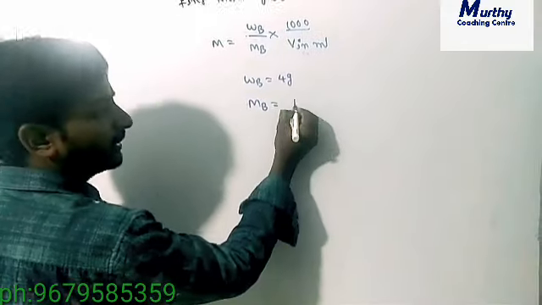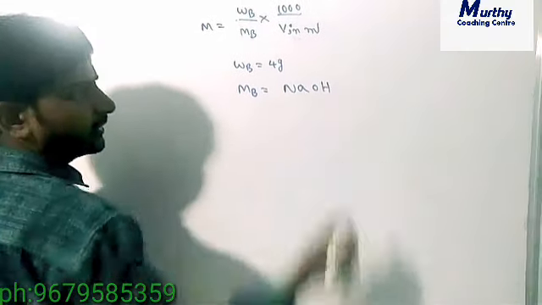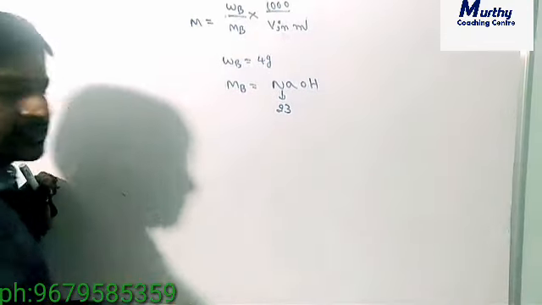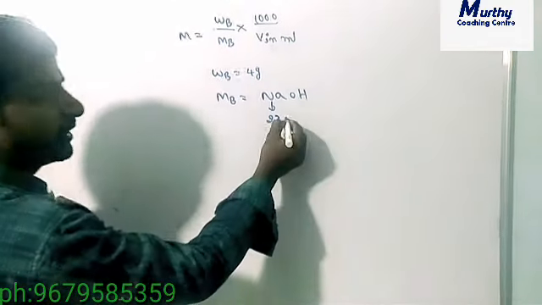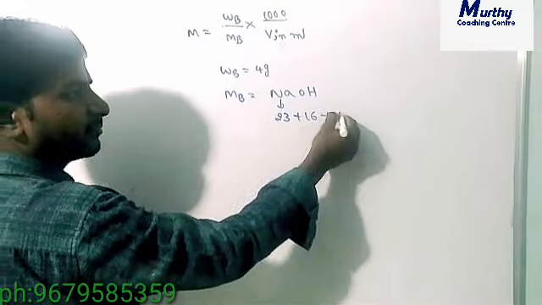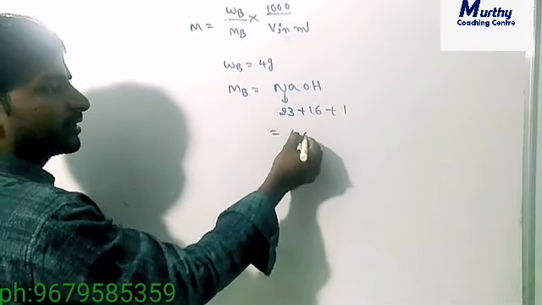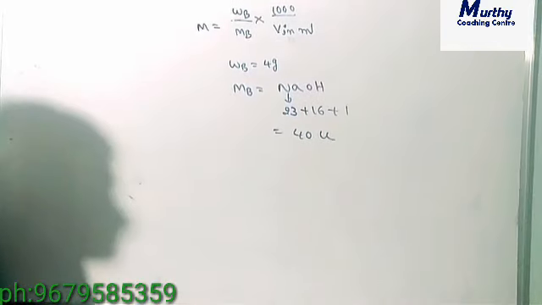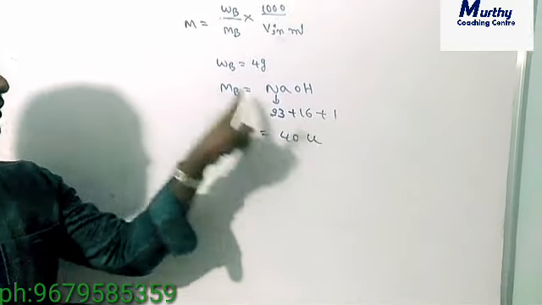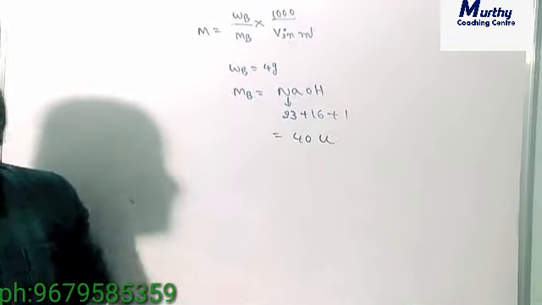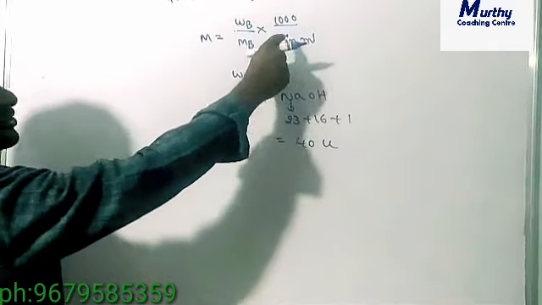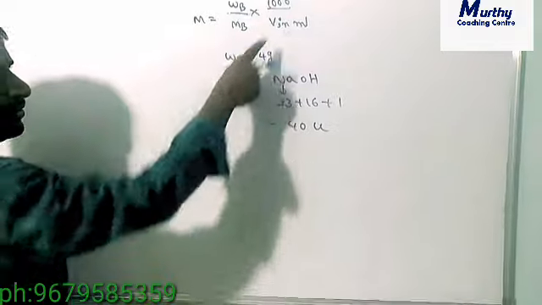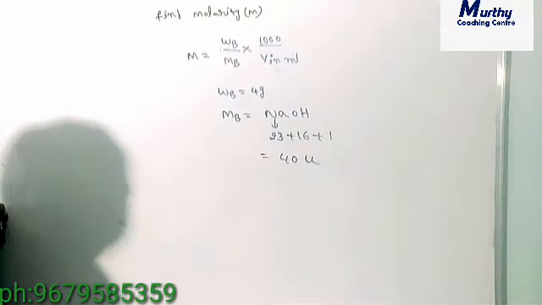Now we have to calculate. So for calculating the molar mass of NaOH, Na is 23, the atomic mass of sodium is 23. Next, oxygen is 16 plus hydrogen is 1, so in total you will get 40. Molar mass symbol we can represent with the U. Molar mass of NaOH, that is Mb, is 40. Now which one do we have to know? Wb we know already, Mb we know, so now we have to find V.